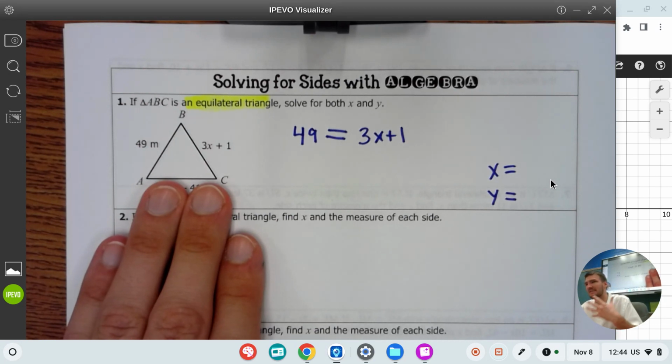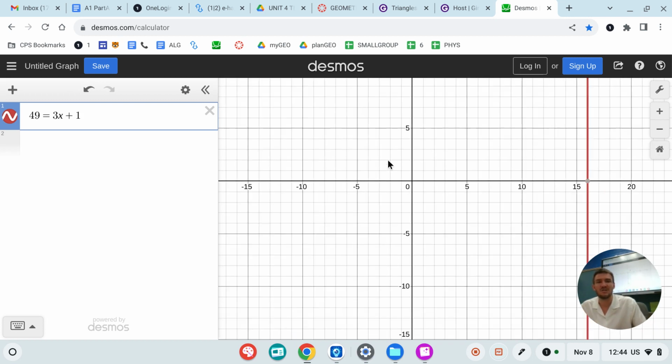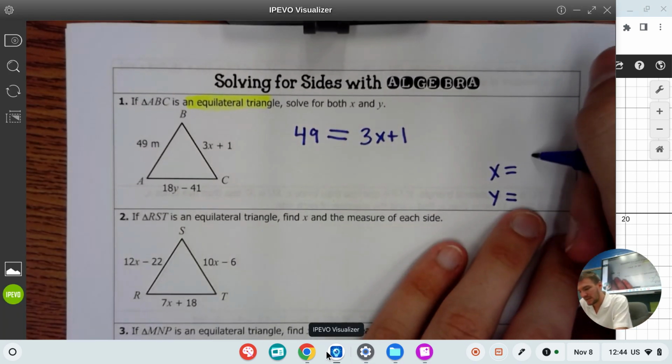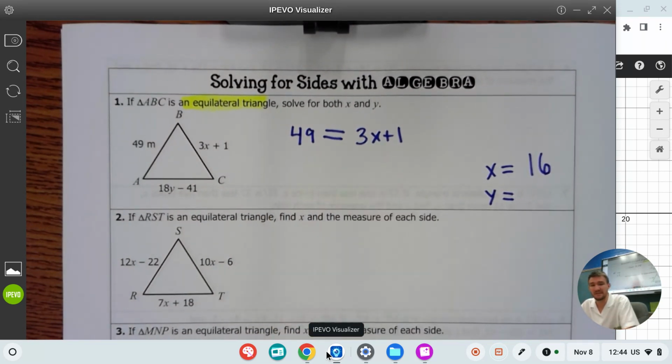So it's a very similar process. We did this kind of stuff before. 49 equals 3x plus 1. We've set up lots of these equations. Zoom out, find the line. It is at 16. And so you know what x equals? 16. This is the equation. That's the whole thing right there.